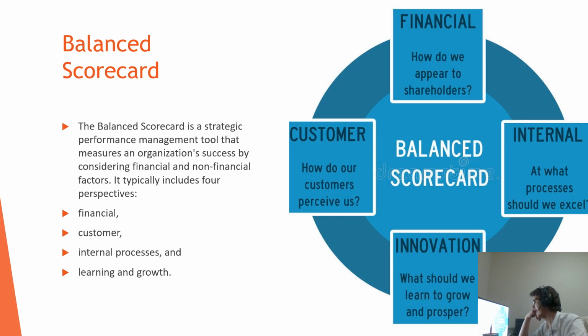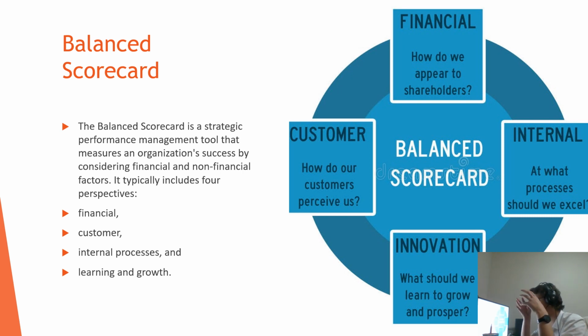Okay, so the last one that we can talk about here is your balanced scorecard. The balanced scorecard looks at four perspectives: financial, customer, internal processes, and learning and growth. So I'm going to go over each one. There are the questions: how do we appear to our stakeholders? How does our internal process excel? Are we innovative? Are we learning, growing and succeeding?